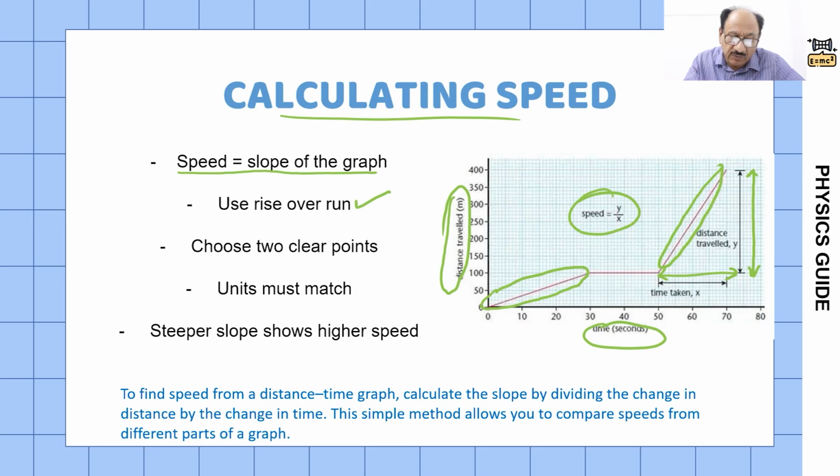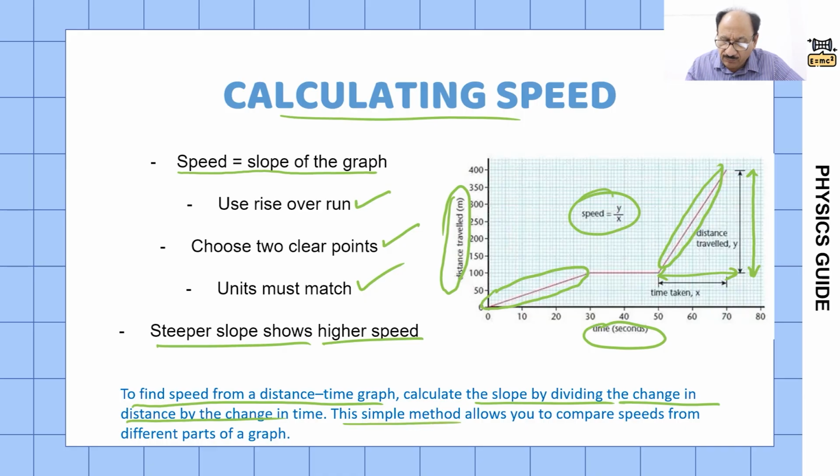Choose two clear points, and then you will have to use the units also. Units must match for the different values. A steeper slope shows higher speed, and to find speed from a distance time graph, calculate the slope by dividing the change in distance by the change in time. This simple method allows you to compare speeds for different parts of the graph.